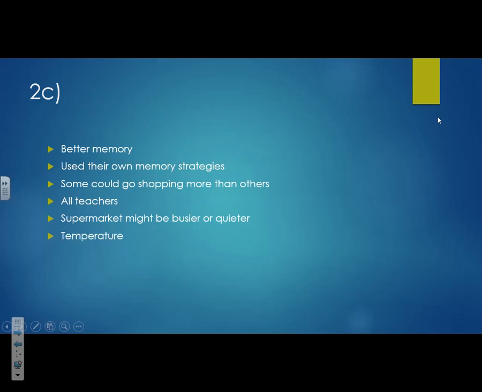The temperature, it could be a very hot day, it could be a very cold day, it could be a very normal day. Time of day, so in the morning and in the evening, which could link in with busier and quieter, but it could also link in with how awake people are, how effective. There might be certain times of day that memory is more effective.